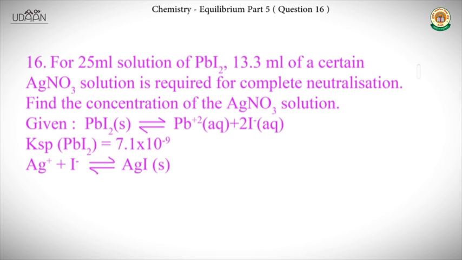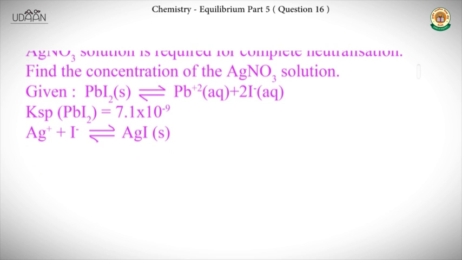And also it's given that Ag+ and I- is in equilibrium with AgI solid. Okay, so I know the neutralization reaction. It is Ag+ plus I- in equilibrium with AgI(s). So basically AgNO3 is neutralizing the PbI2. Essentially, the I- ions are reacting with Ag+ ions and getting neutralized.